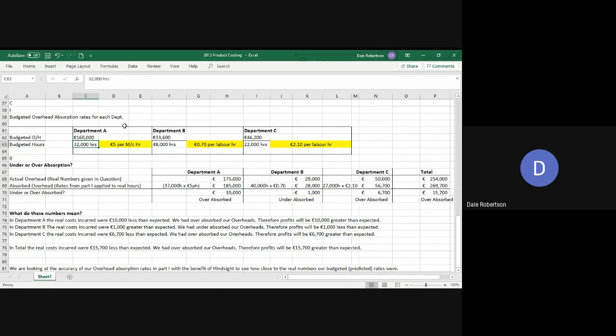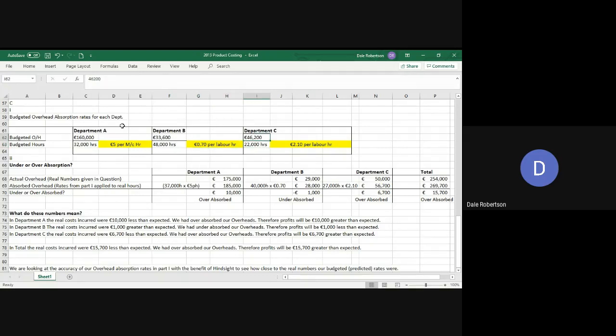They're much more significant here. So 32 into 160 gives you €5 per machine hour. The overhead for Department B is 33,600. The labor hours are significantly more. So therefore, we're going to divide that by the labor hours to get 70 cents per labor hour.